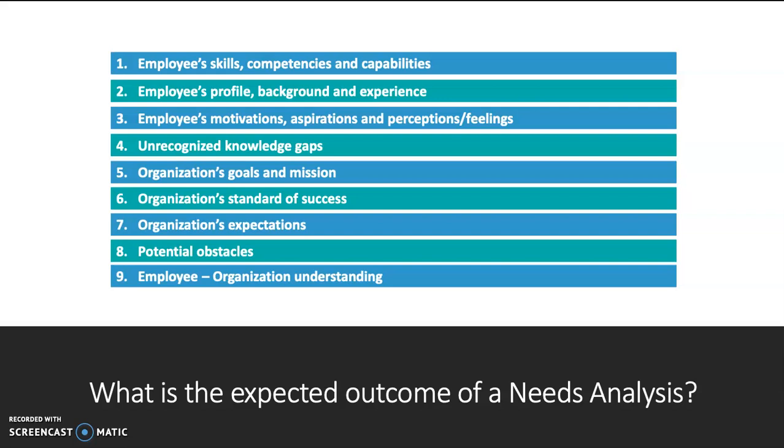4, you find unrecognized knowledge gaps. 5, you learn about the organization's goals and missions, what they stand for and where they are headed. 6, the organization's standard of success for the position, employee, and training intervention. 7, the organization's expectations of the employee, position, and training intervention. 8, potential obstacles, other factors that may need to be addressed before or during the expected training. And 9, employee organization understanding, whether the employee knows and understands what is expected of them.